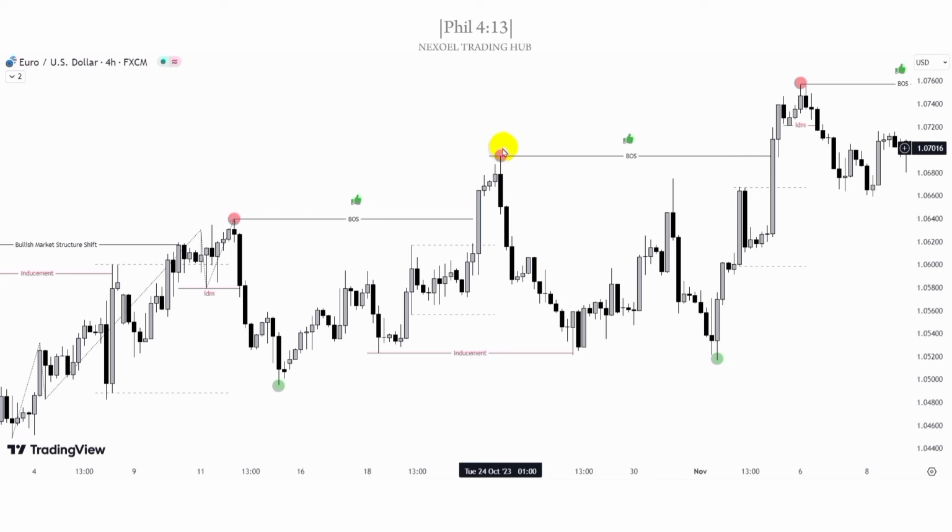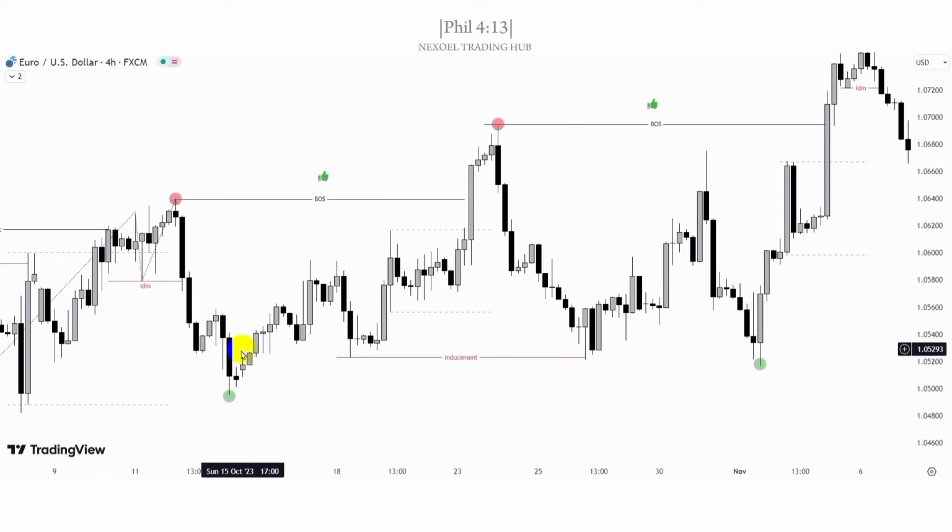So price created this high. We're going to look into the impulsive leg move to identify our inducement. What you're going to see is price gives us this push to the upside. We have the pullback. Price gives us this push. Some will consider this as a pullback.